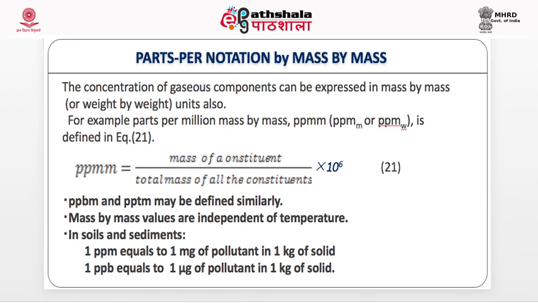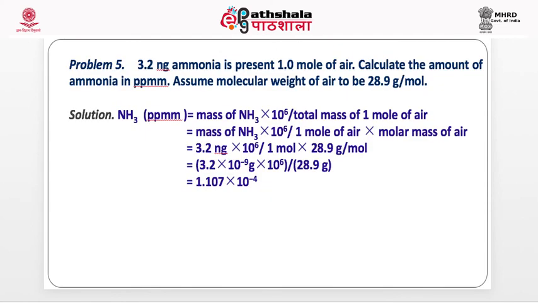For example, parts per billion mass by mass, ppbm. This point must be remembered: earlier we wrote ppmb because volume was the unit. Here mass is the unit. In some books you will find W, that is weight, instead of mass, one and the same thing. ppmm equals mass of a constituent divided by total mass of all the constituents, into 10 to the power 6. Remember, for ppm it is 10 to the power 6. This can be written similarly.